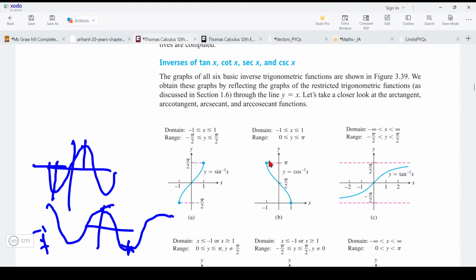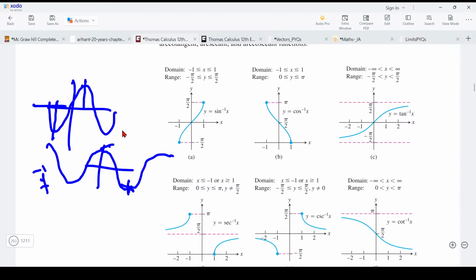So what do you have to do after the class? Without looking at the graphs, try to plot all the 6 trigonometric functions, sin x, cos x, tan x, secant x, etc., and all the inverses of those. First you have to see where you want to restrict the domain, convince yourself where to restrict it, and then graphically try to invert the graphs. That is very important.